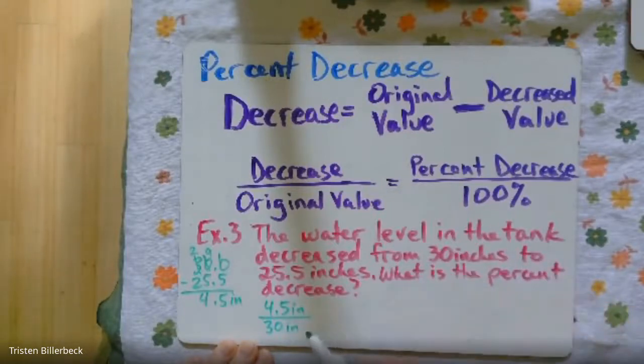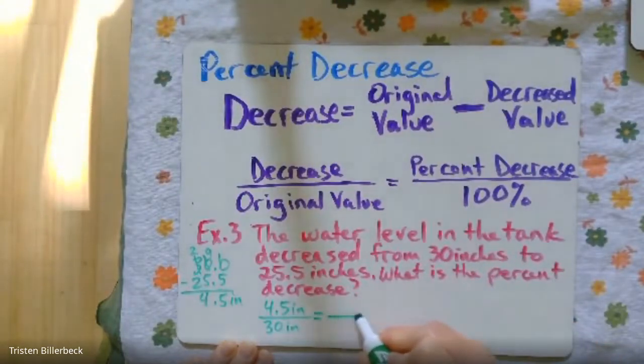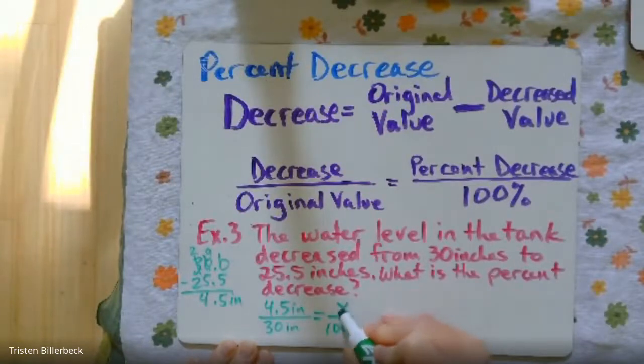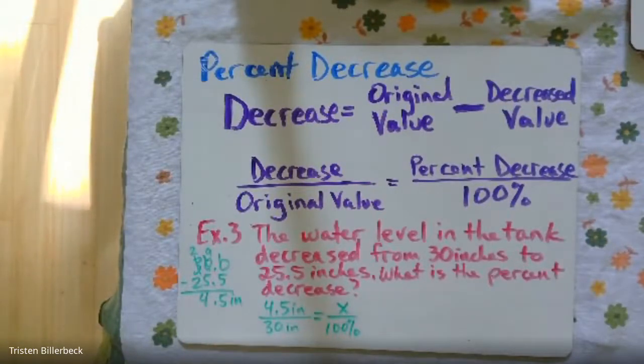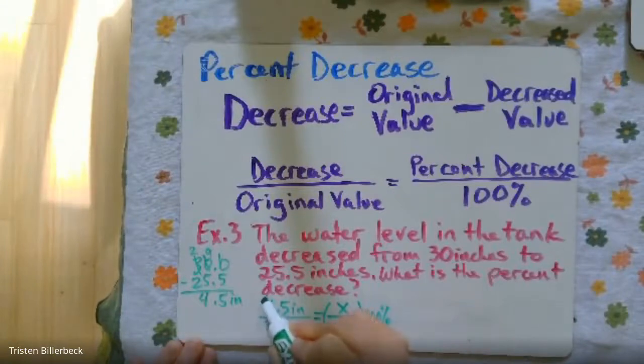Not what it decreased to, but how did it start? It started at 30 inches, and that 30 inches was 100%. We don't know what the decrease percent is, so that's what we're trying to find. So now we're going to multiply both sides by 100%.